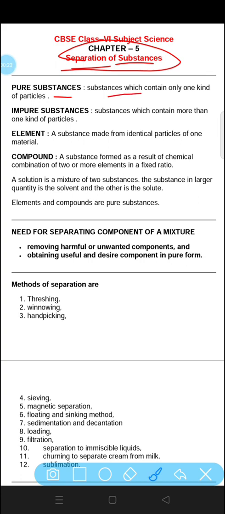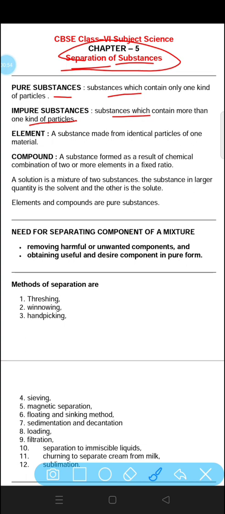Substance which contain only one kind of particles are called pure substance. And if the substance contain more than one kind of particle, then it will be called impure substances. For example, in our surroundings most of the substances are impure as they have something mixed in it. For example, air is a mixture of gases. For example, milk have some quantity of water, then it is impure.